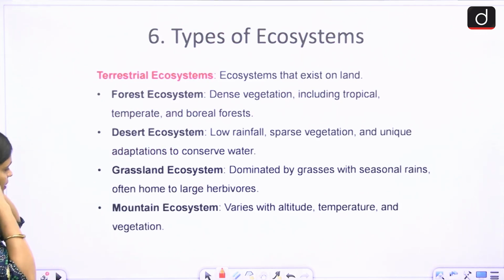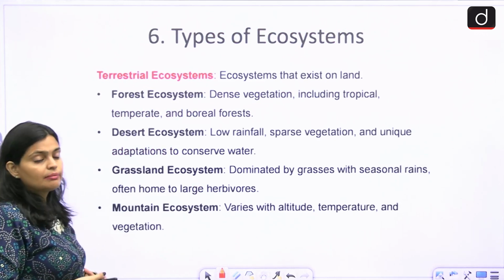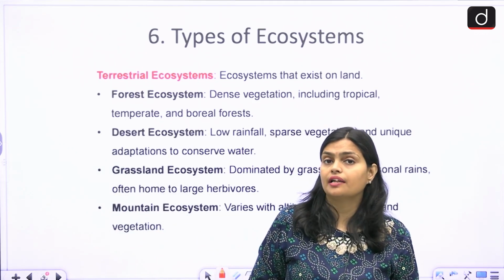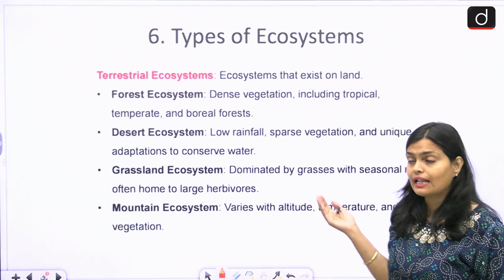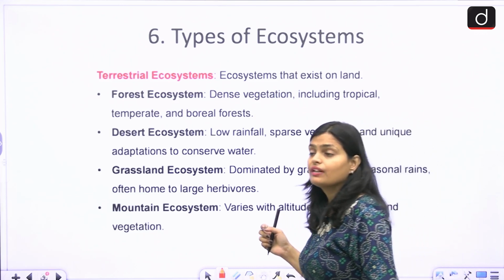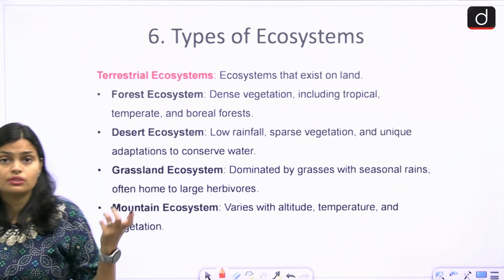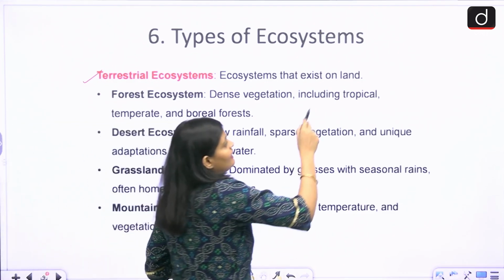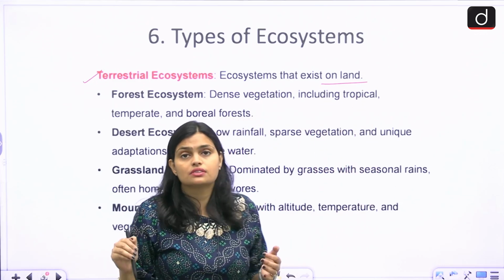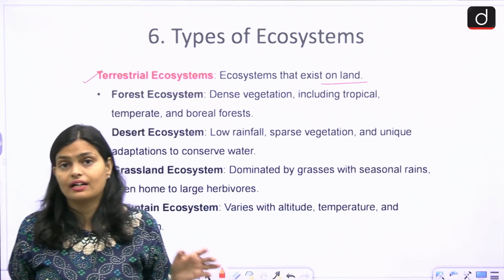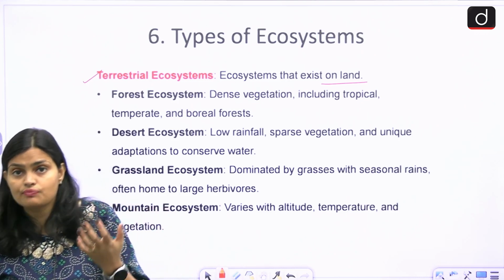Then we have different types of ecosystem. As I told you, an ecosystem is nothing but the functional unit of nature, where the biotic and abiotic components interact. So we have different types of ecosystem, like the terrestrial ecosystem and the aquatic ecosystem. The terrestrial ecosystem means all the ecosystems we have on land. We are not talking about water, we are just talking about land.